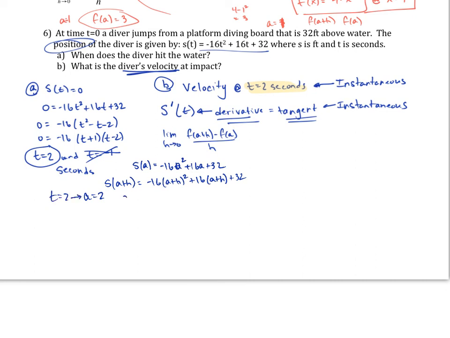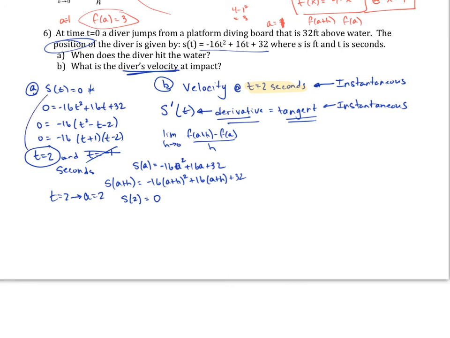So here I can clarify this and make this really easy, because if you do the a plus h, it's going to be a nightmare simplifying this thing. But since we already know what the a value is, it's 2. That's where I want this to happen. I know that it's hitting the water at 2 seconds. So S of 2 ends up being 0. I'm not going to have to do calculations. Why? Because I know when I put in 2 seconds, guess what?